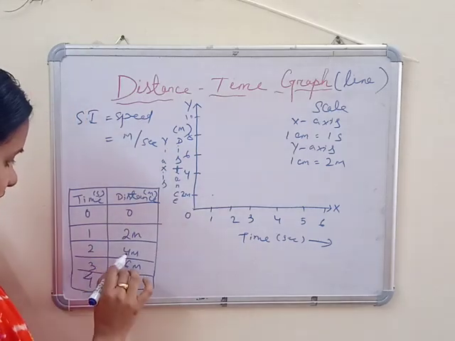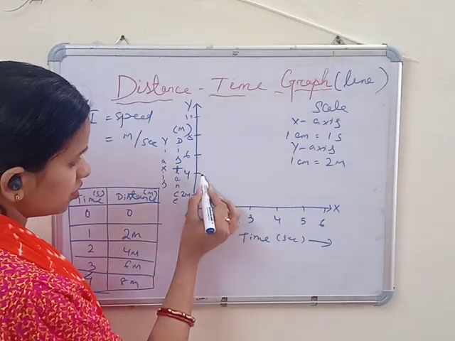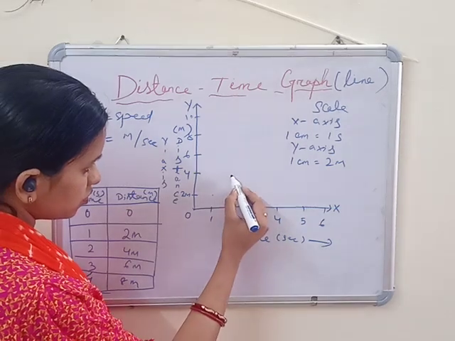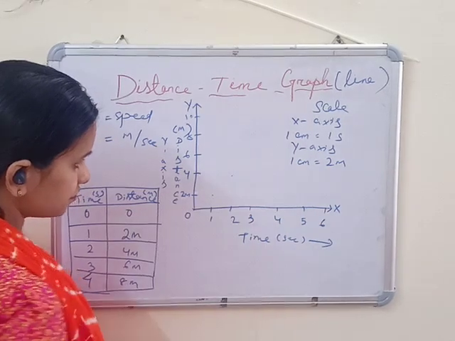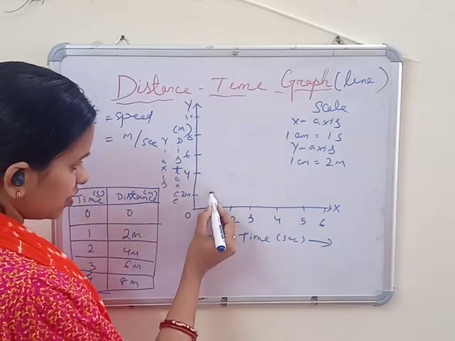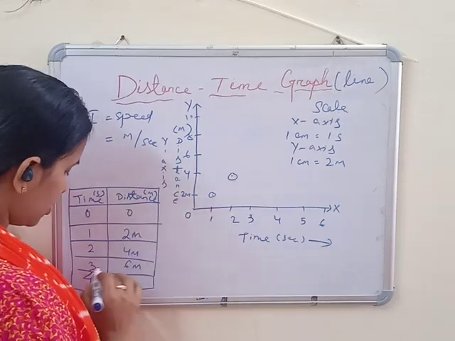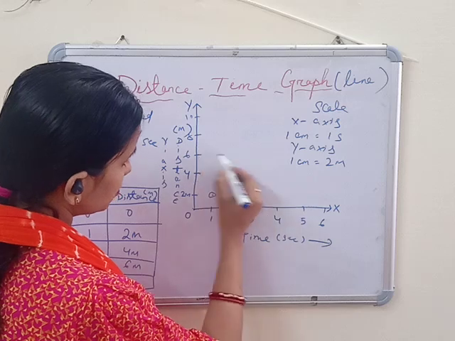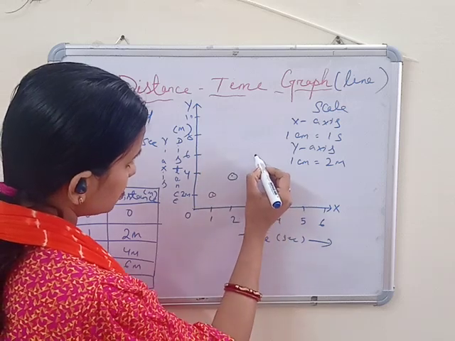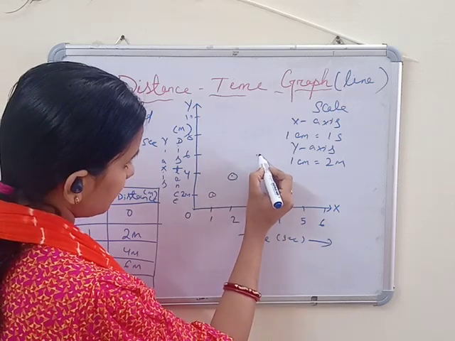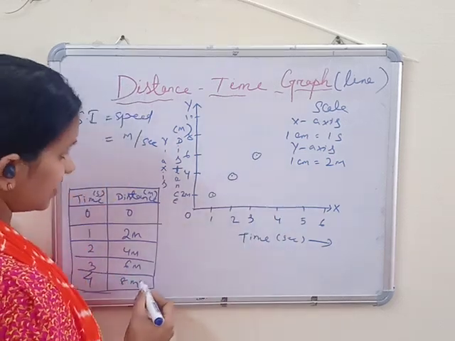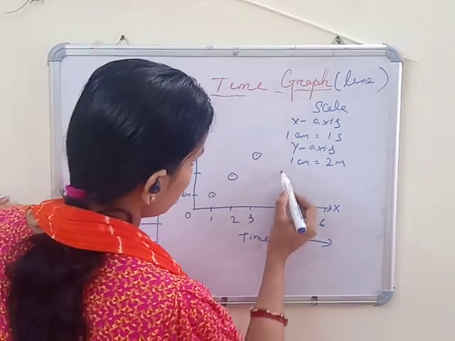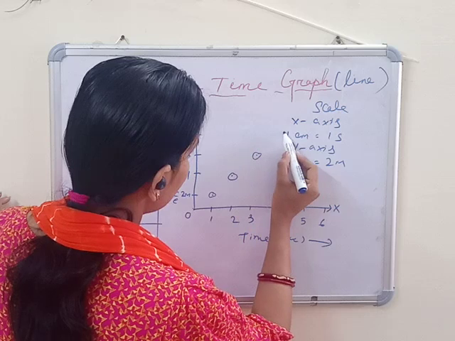Next, 2 second 4 meter. 2 second, this is 4 meter. So here, I think it is visible to you. 3 second 6 meter. So 3 second में 6 meter. This is 6, this is 3. Make a straight. 4 second 8. So this is 4. This is 8.